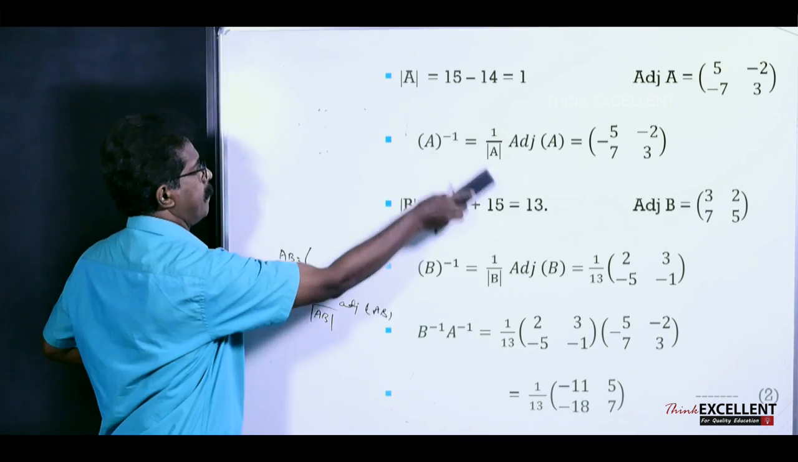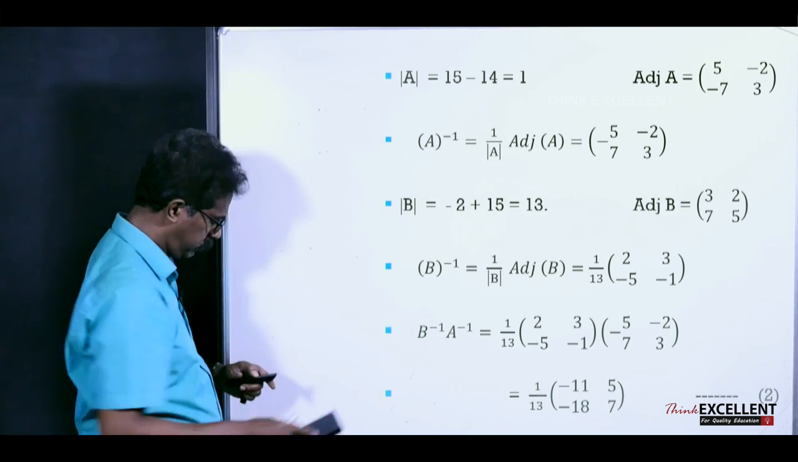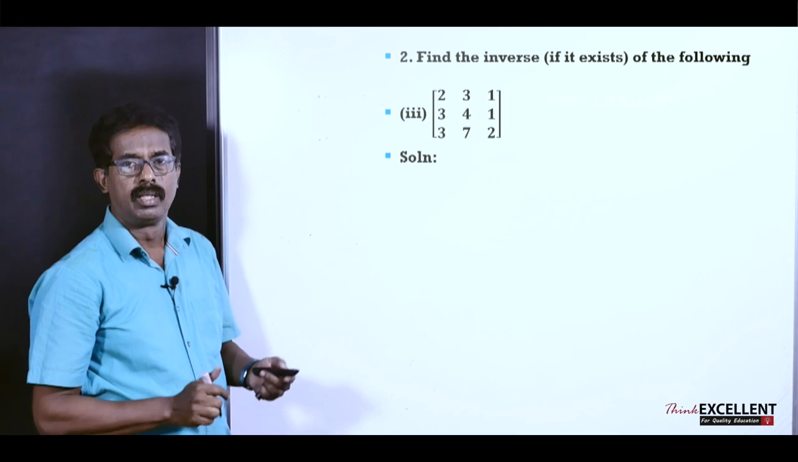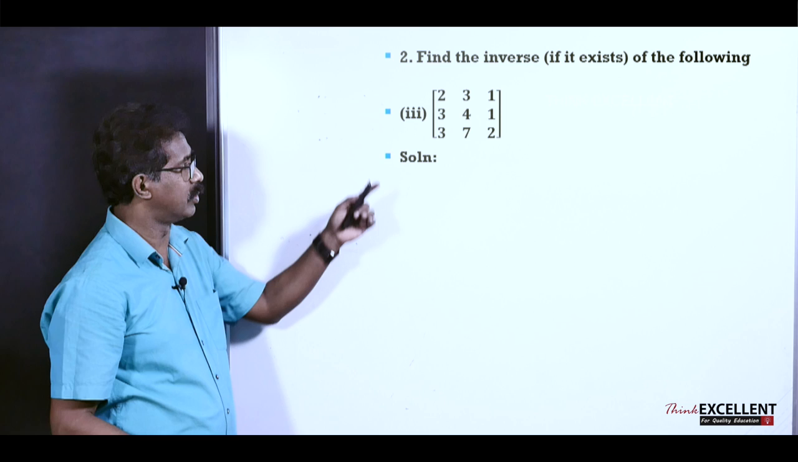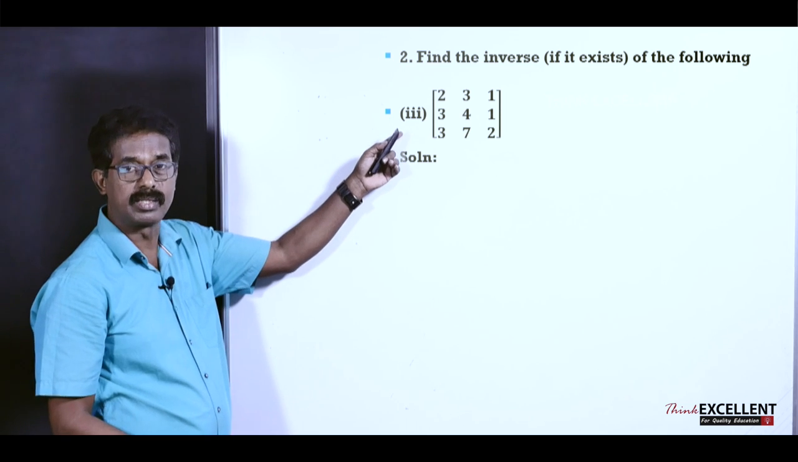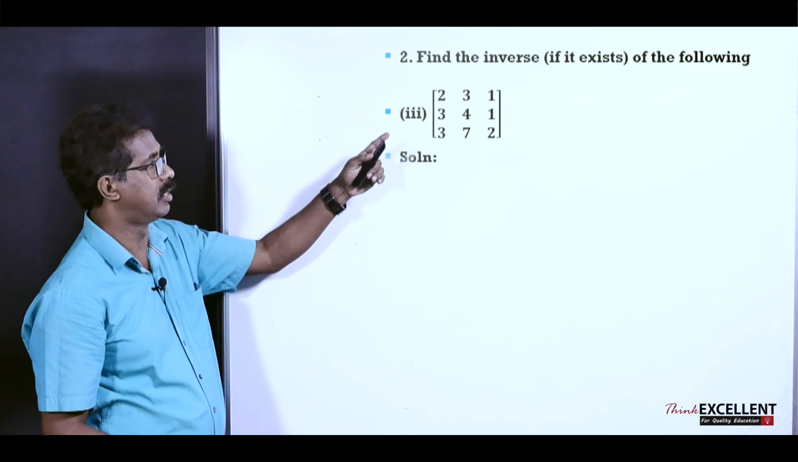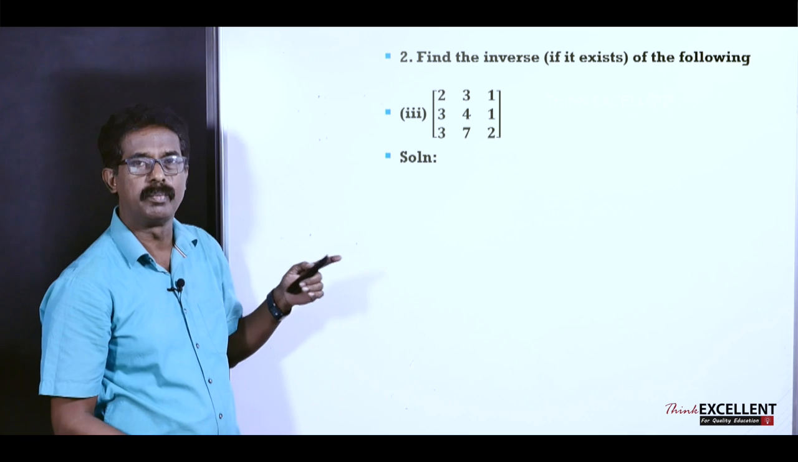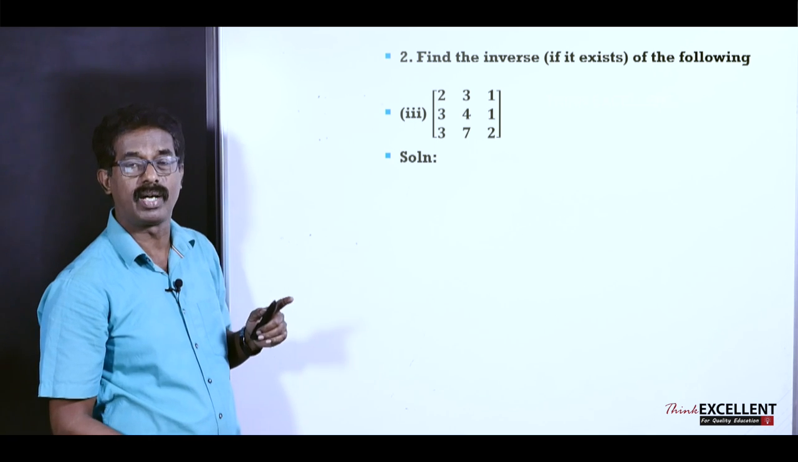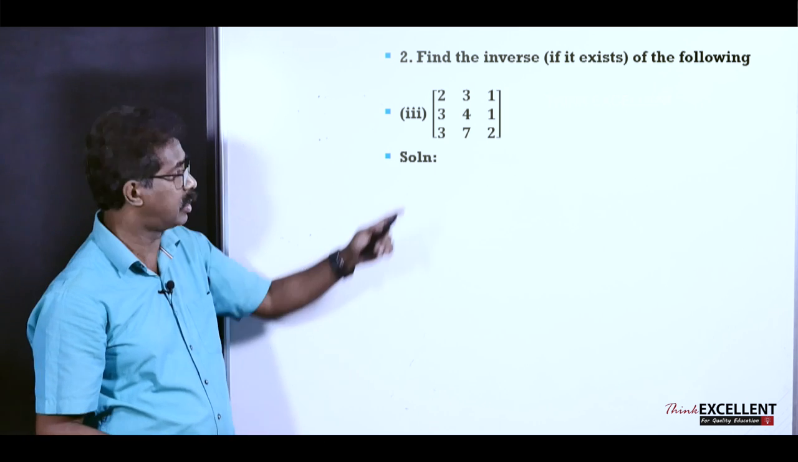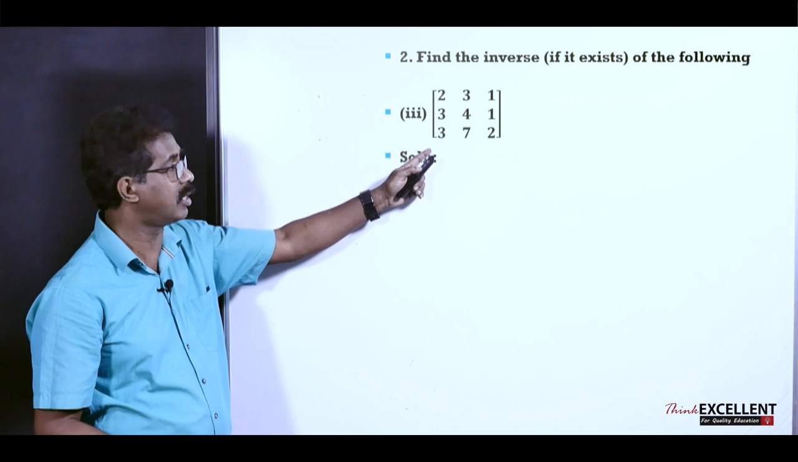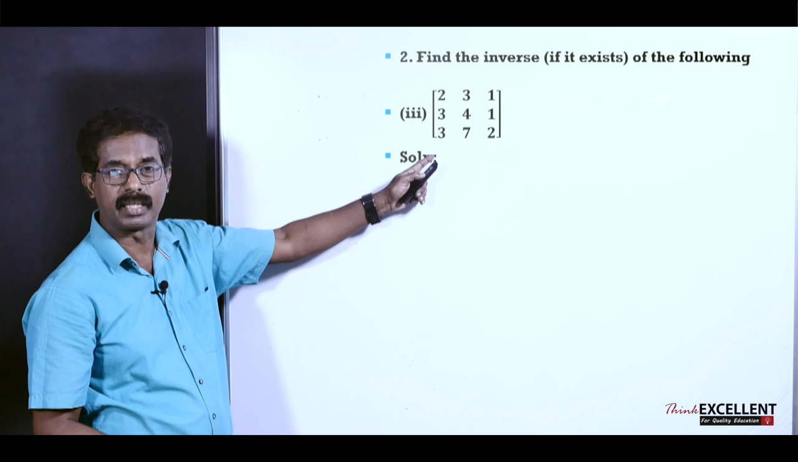Now we go for the next question. Listen, now we go for a 3 by 3, right? Find the inverse if it exists. Why have they given 'if it exists'? Because you know inverse won't exist for any matrix. There is some condition I said, right? It must be a square matrix. Is it a square matrix? Yes. What's the order here? 3 by 3. It is a 3 by 3 matrix.